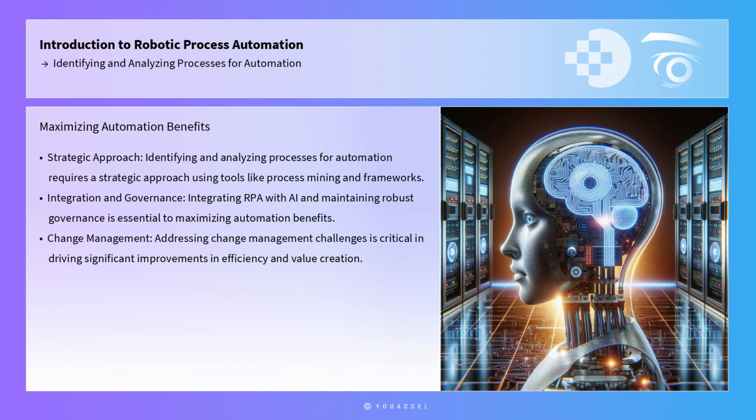In conclusion, identifying and analyzing processes for automation is a multifaceted endeavor that requires a strategic approach. By leveraging tools like process mining and frameworks such as the Automation Potential Matrix and the Robotic Operating Model, organizations can effectively assess and implement automation initiatives. Integrating RPA with AI, addressing change management challenges, and maintaining robust governance and optimization practices are essential to maximizing the benefits of automation. Through these strategies, professionals can enhance their proficiency in RPA, driving significant improvements in efficiency, cost savings, and value creation for their organizations.